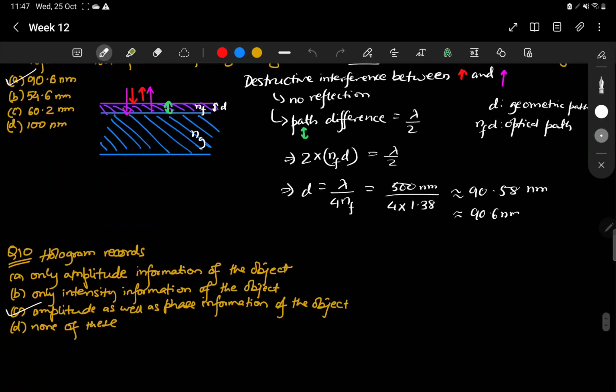A hologram records amplitude as well as phase information of the object. So that's all. This brings us to the end of the review session.